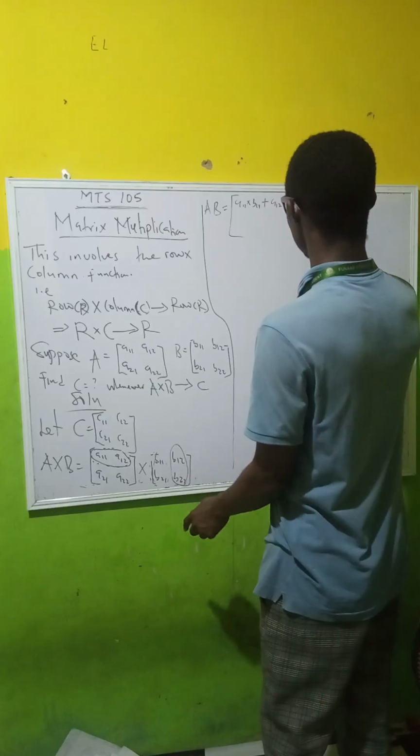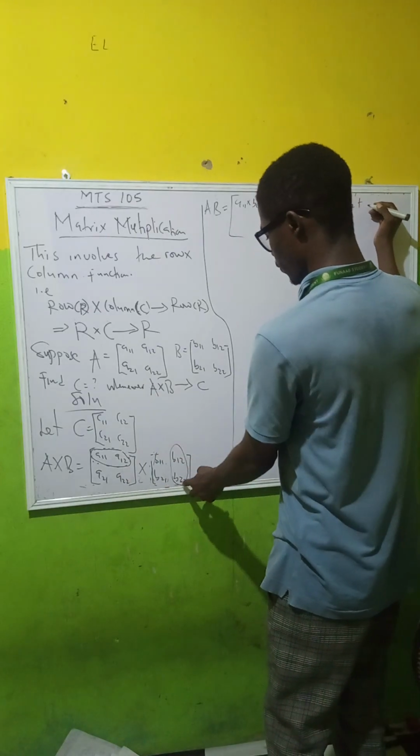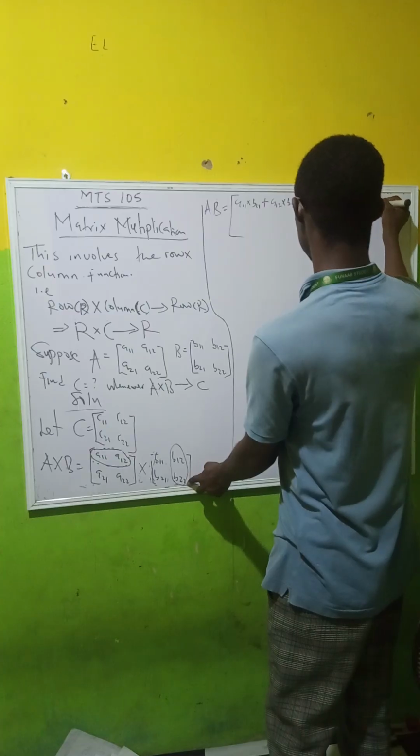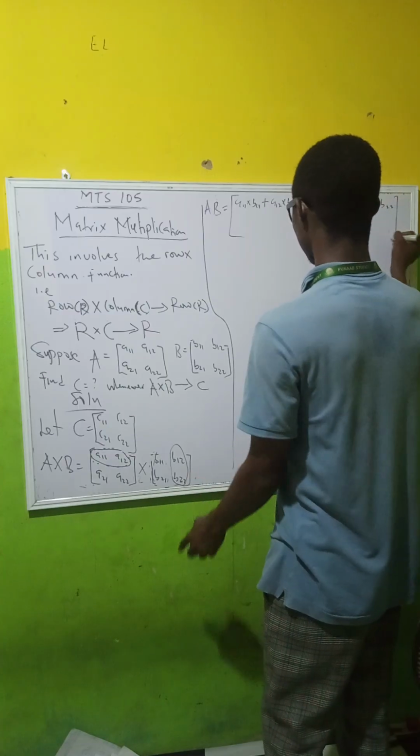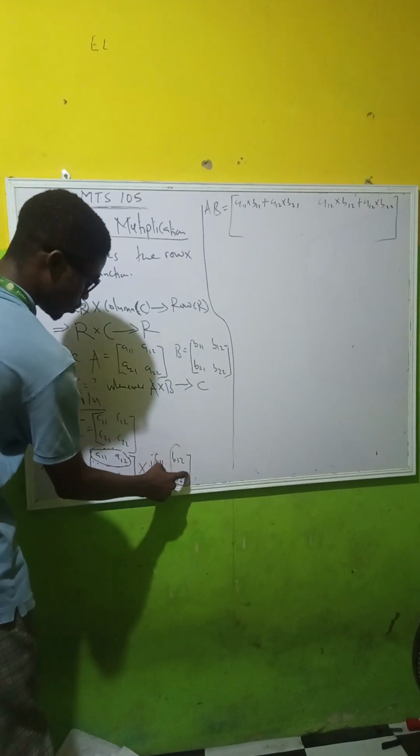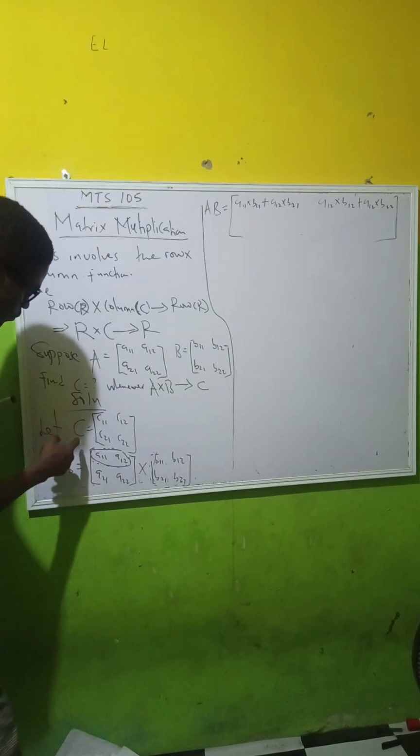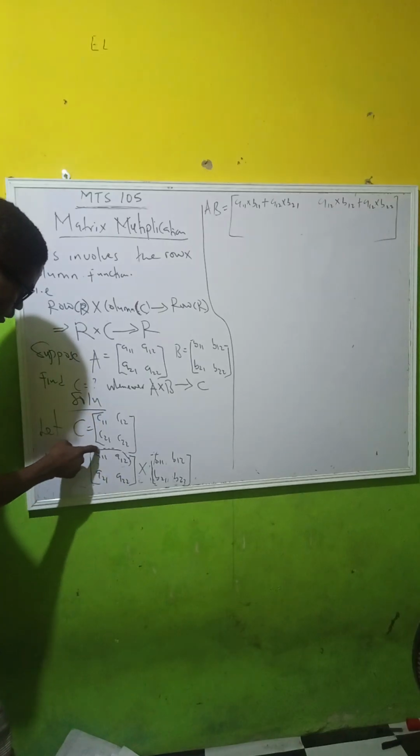A11 times B12 plus A12 times B22. I think we are done. No mistake. Alright. We are done with using this guy.